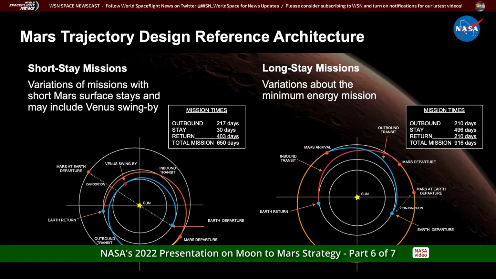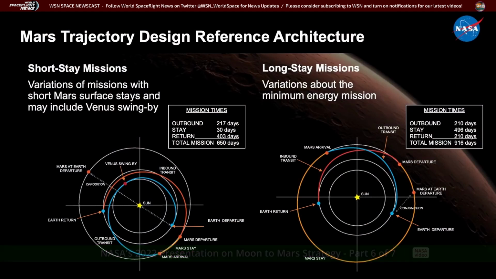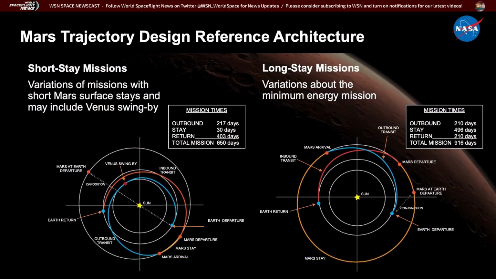When we take a step forward and move on to our trajectories, this is an example of an opposition class on the left, or a short stay mission, and a conjunction mission on the right, which is long stay. I'll draw your attention to the two boxes there. You can see the outbound durations are about the same. The surface stays are drastically different, and the return is about 50% less for the long stay mission.